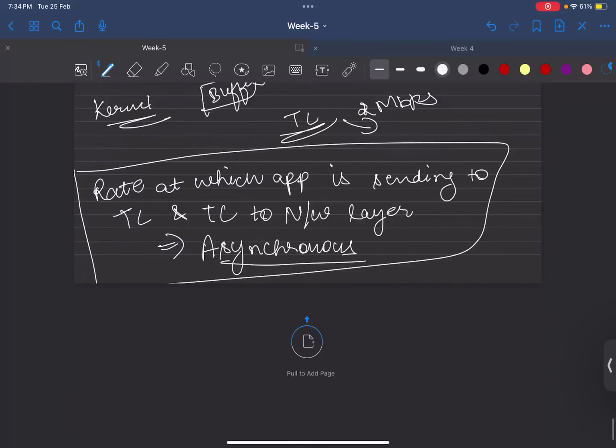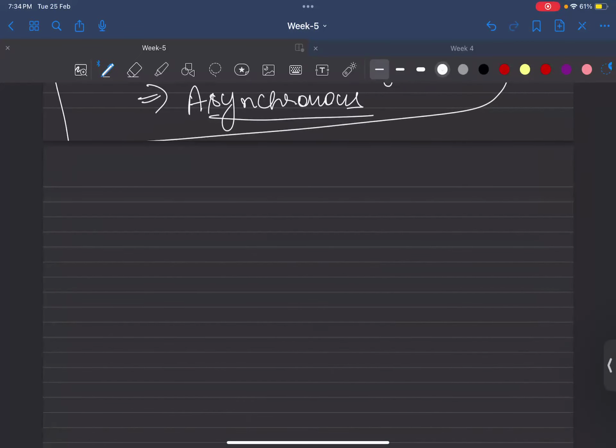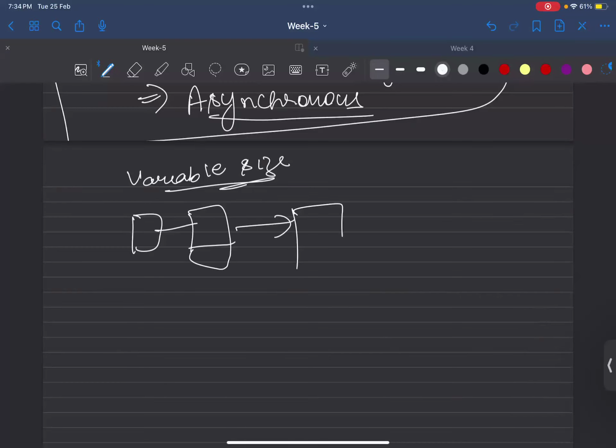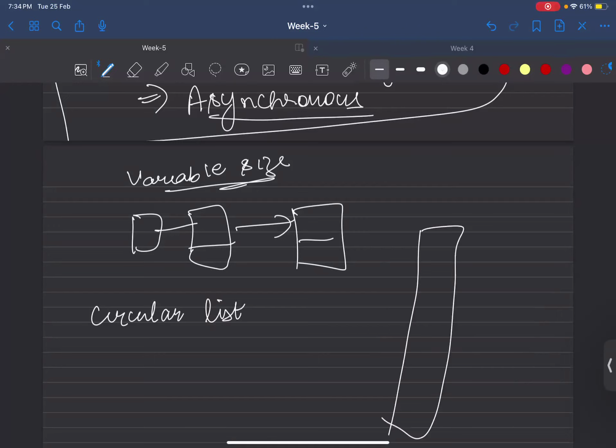Now, if I talk about the organization of the buffer pool, how the buffer segment size is organized, we can have fixed size segments as well as variable size segments. In variable sizes, one way is using a linked list, and the other way is a circular list, which means I'm having a segment in the buffer.